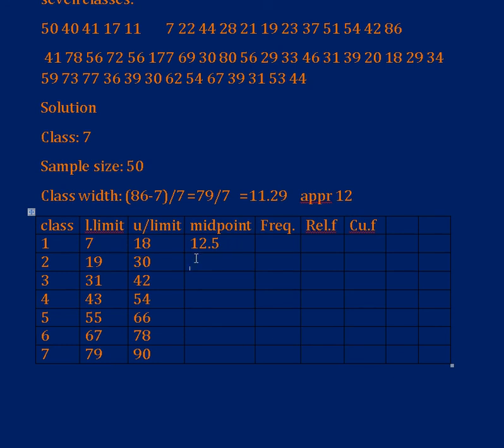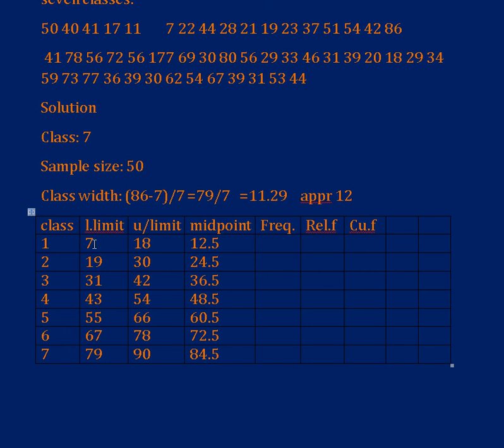The next midpoint will be, you add 19 to 30, which is 49, divided by 2, which is going to be 24.5. And you do the same across. You add this and divide by 2. Here you get 36.5. The next one, you get 48.5, 60.5, 72.5, and then you get 84.5.